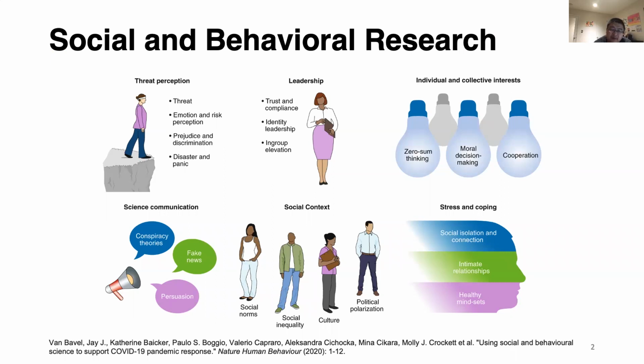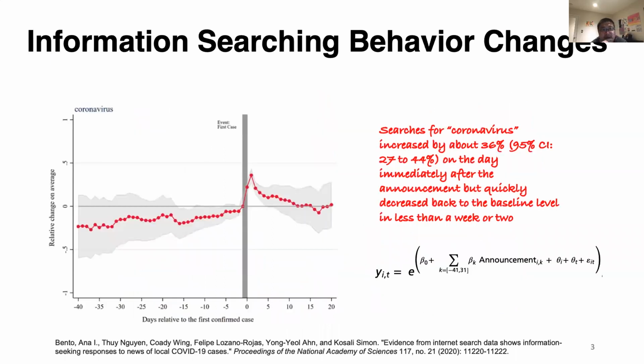This is a study published in PNAS, where the authors try to study the change of information searching behavior before and after the announcement of the first case in the U.S. In the figure, the vertical bar is the time when the first case was announced, and from the model that is shown here.